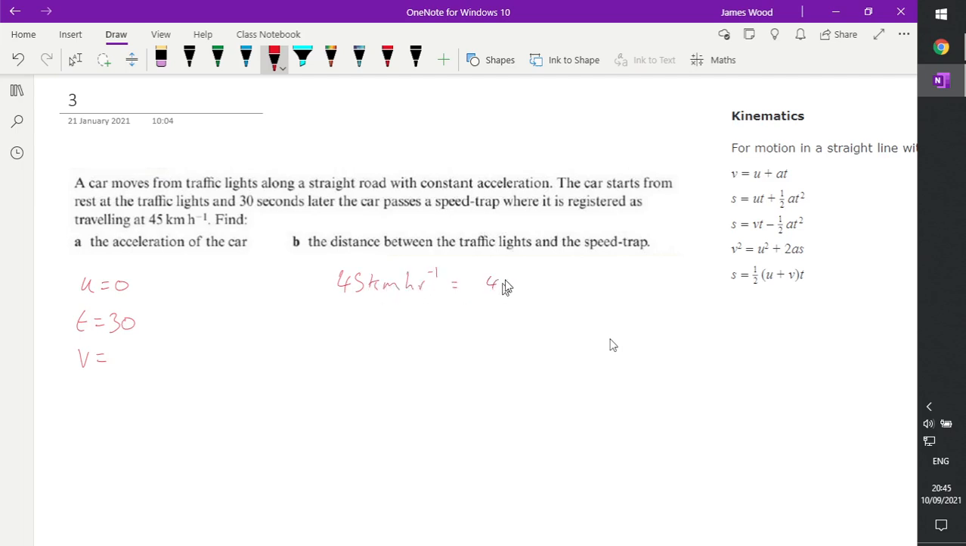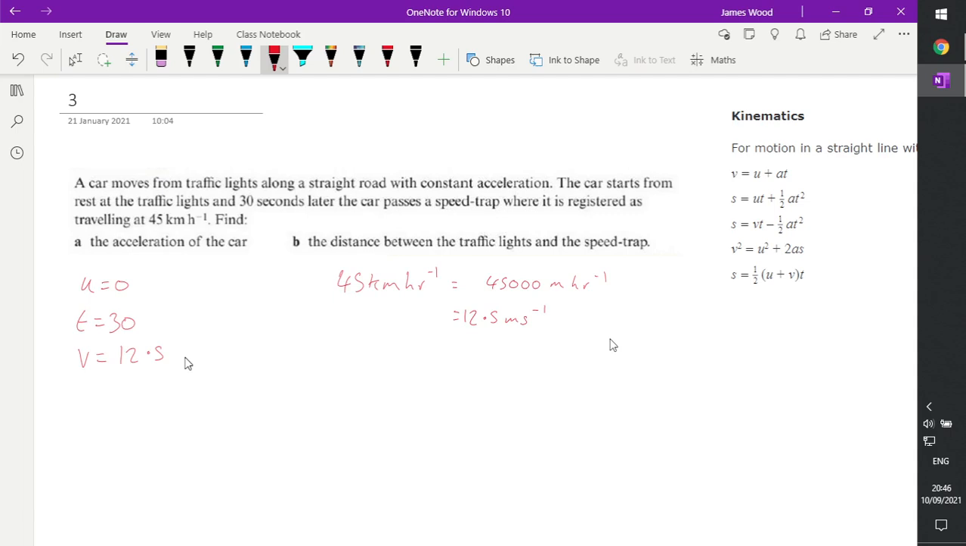Okay, so that's obviously 45,000 meters per hour. So 45,000. And then I'm going to have to divide that by 60 to get per minute, and then divide that by 60 to get per second. So that's 12.5 meters per second.